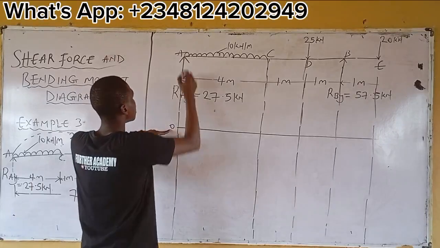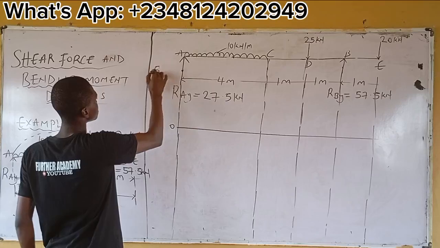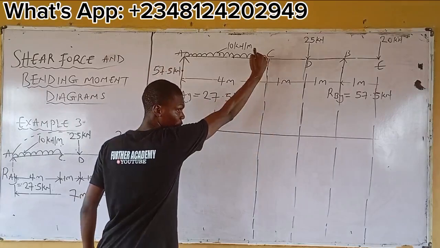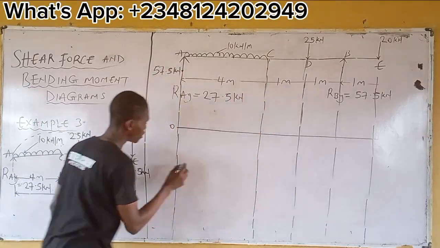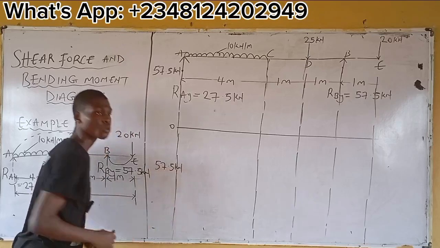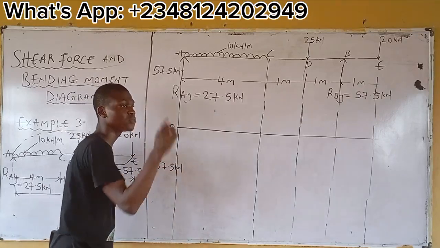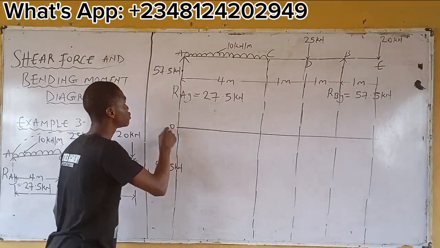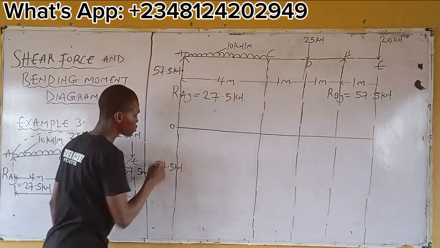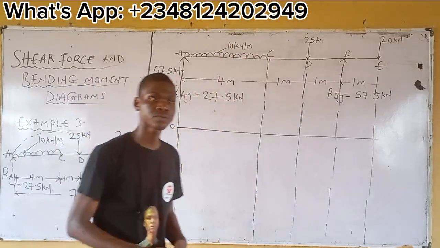So let's say this is 0, then this is 57.5 kilonewton. This is the positive region of my graph, and this is the negative region, so this is also 57.5 kilonewton. Whatever value you plot, either positive or negative, must be within the range of 0 to 57.5 in the upward region, and 0 to 57.5 in the downward region. The other value of the shear force is 27.5.